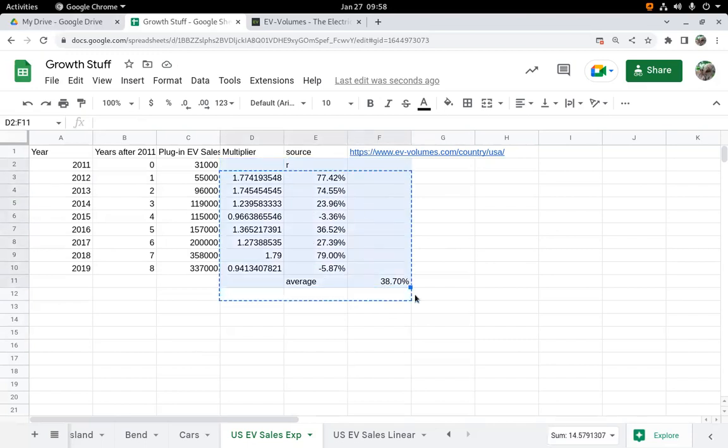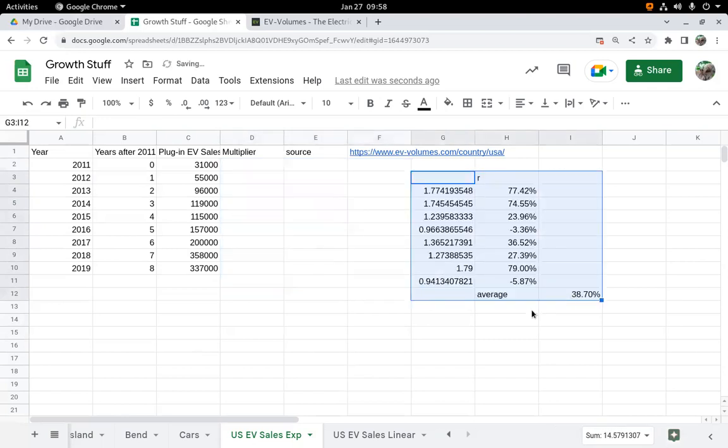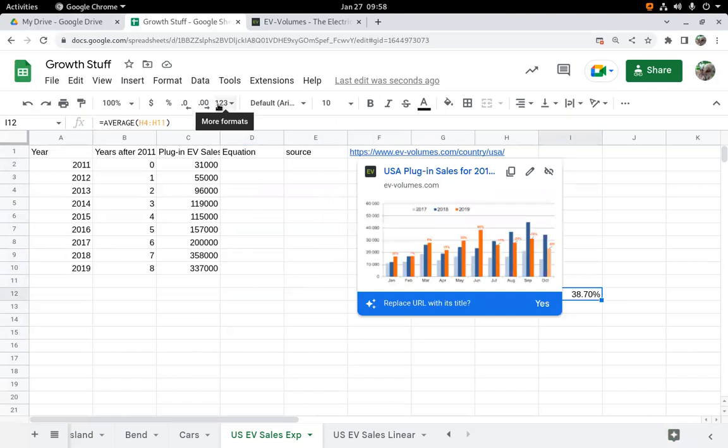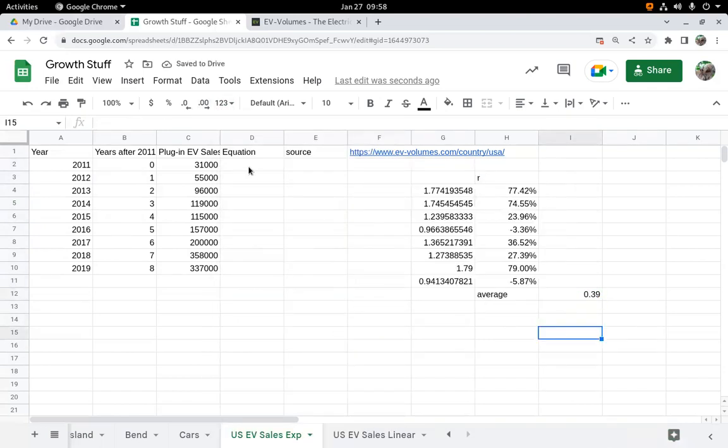I'm just gonna move this out of the way. So to test that, I'm gonna add a new column next to the actual numbers. I'm gonna call that my equation column. And in the equation column, I'm gonna type what my equation is. So I think my growth rate is about, as a decimal, let's make that just a decimal number, about 0.39. So then my equation would be the starting amount equals 31,000 times parentheses 1 plus that number, which would just be 1.39.